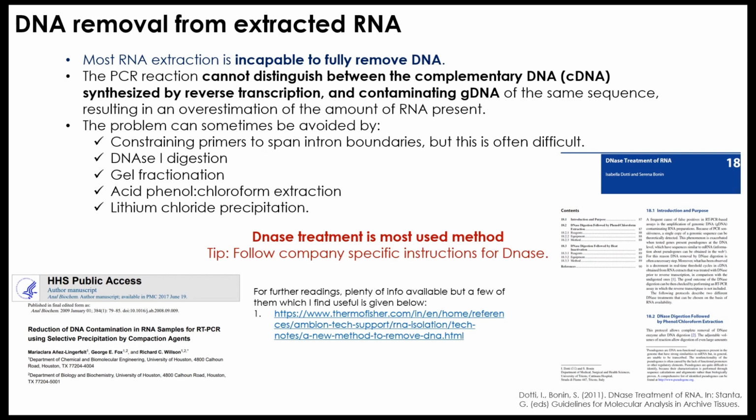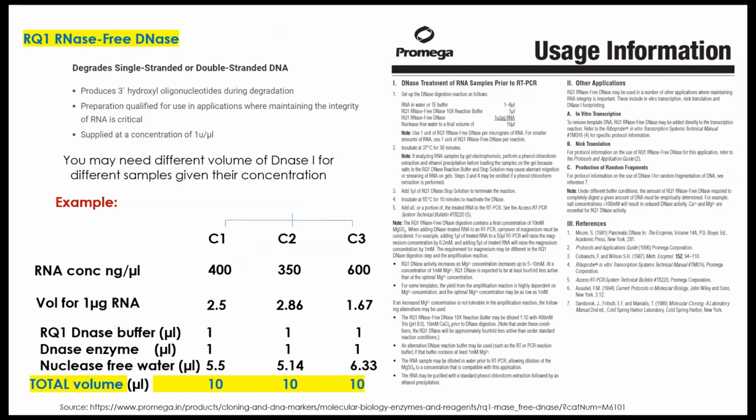In particular, the third one is a book chapter in a published book called Molecular Analysis in the Archive Tissues, Methods in Molecular Biology, I guess. In that, there is a paper by Isabella and Serena, and they have talked more about different DNase treatments of the RNA, right? So have a look into it if you are interested in understanding or getting more information, right?